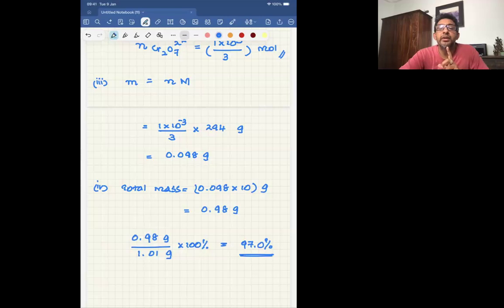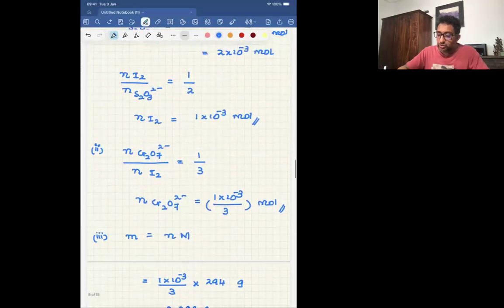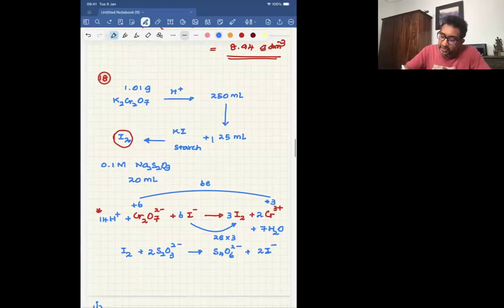Why did we multiply 0.098 by 10? That is because this solution has only 25 milliliters. For the titration, you took 25 milliliters. The original sample is 250 milliliters. It is 10 times the value. That's why.